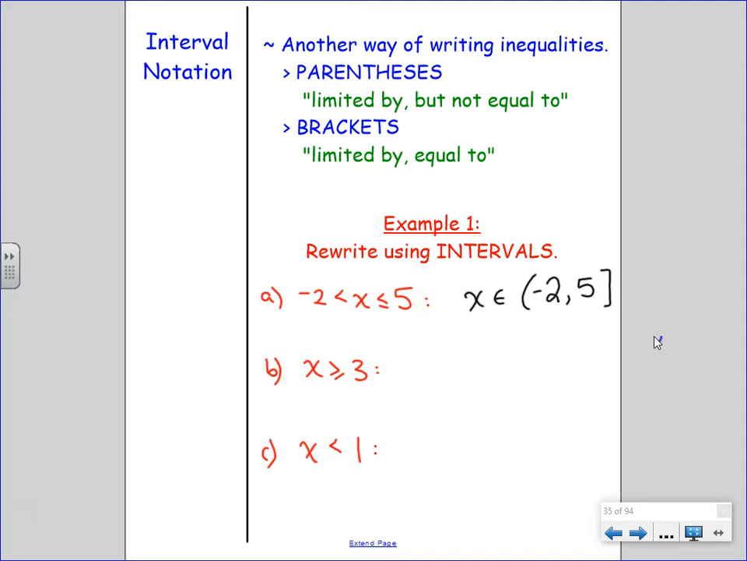Remember the little e means within, is an element of, is a part of the set of all, or the interval of all numbers. The comma is kind of symbolizing from -2 to 5. Comma kind of means to, or through.